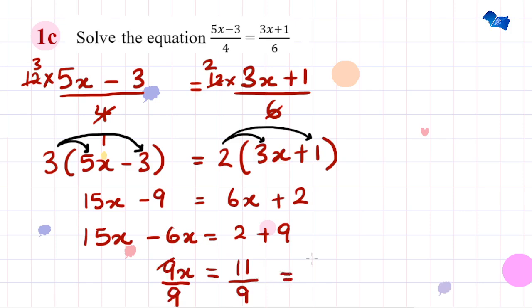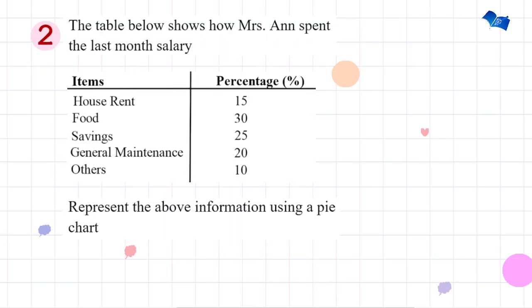11 over 9 is an improper fraction. We can change it to a mixed number. 9 into 11 is 1, remainder 2, which 9 will still share. So we have one whole number, 2 over 9, as the value of x. x equals 1 and 2 over 9. Good, good, good. Let's move on to question 2.